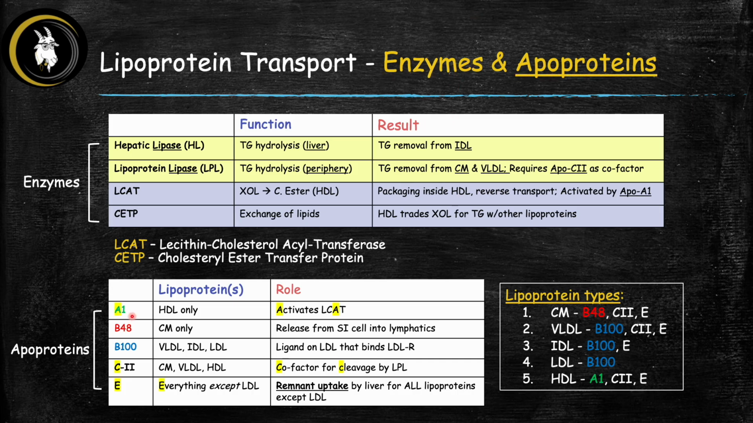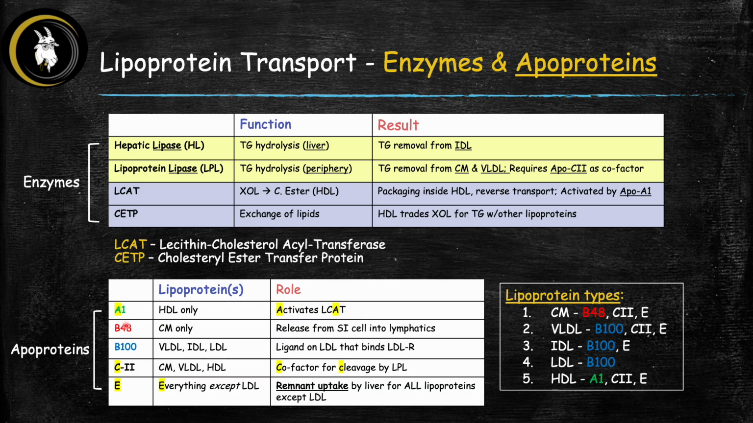Now let's wrap it up by talking about the apoproteins. There are 5 main apoproteins, so I'll go through them in order. ApoA1 is only on HDL. Remember, HDL is the good lipoprotein. A is a good grade, so A1 is on HDL. The main role of A1 is to activate LCAT, which is a crucial function of HDL to allow scavenging of cholesterol.